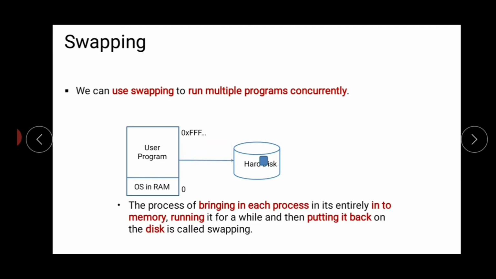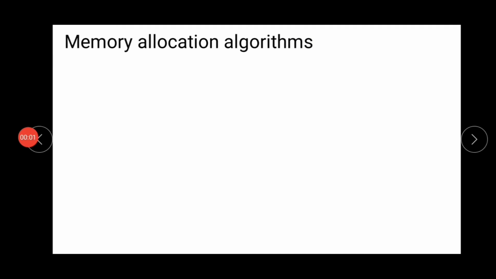Generally you can say that the process of bringing each process in its entirety into memory, running it for a while, and then putting it back on the disk is called swapping. This is one of the important concepts of memory management. When you are running multiple programs, this operation, swap in and swap out, will be performed frequently.